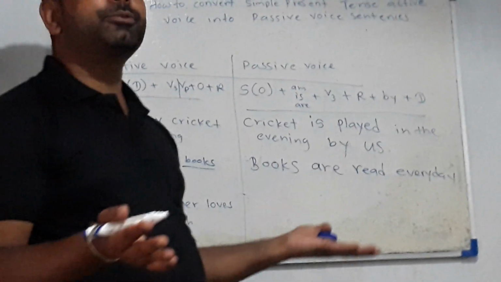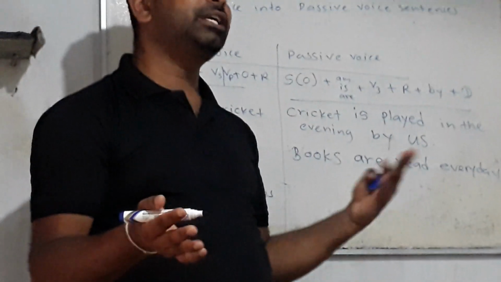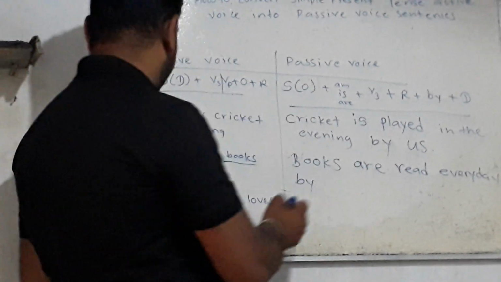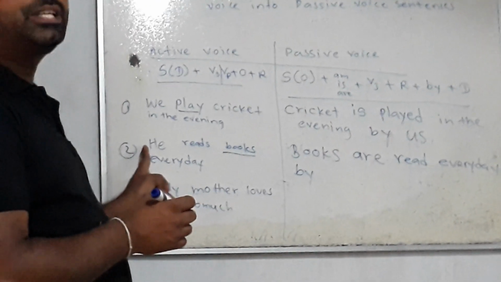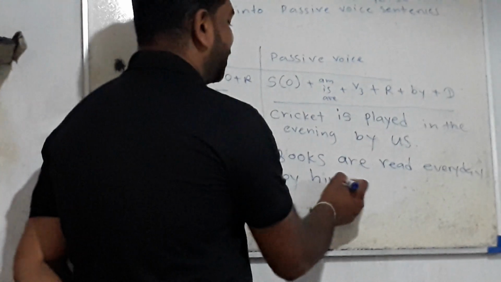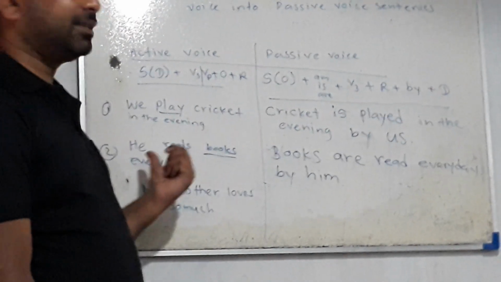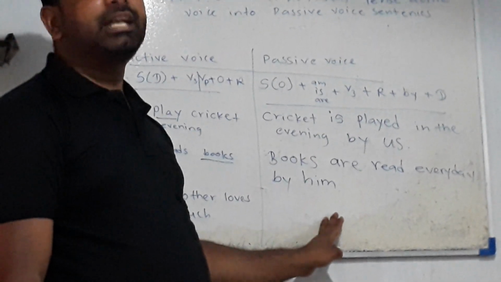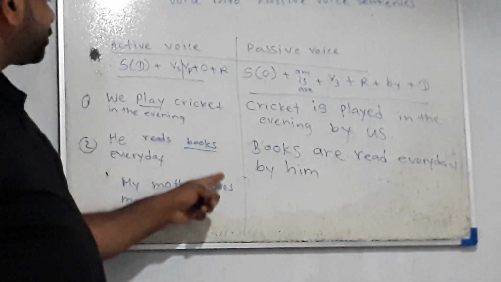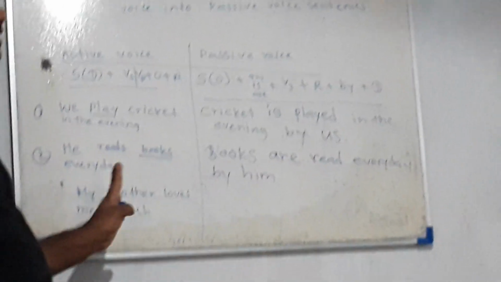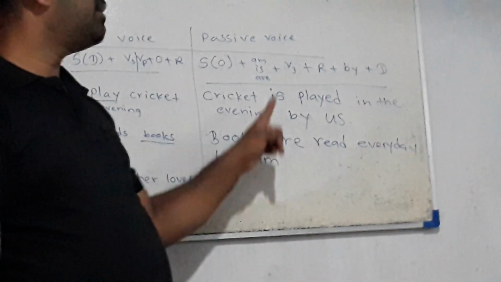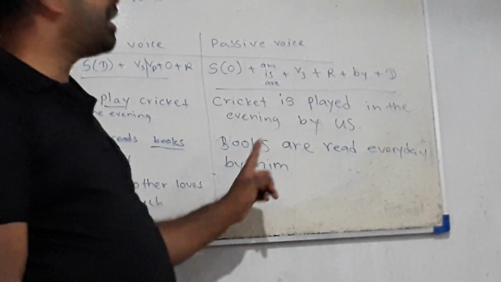And if you need to write or say the doer also, put by and write the objective form of he. What is the objective form of he? Him. We are not writing he at the end of the sentence. So the active voice sentence is he reads books every day. The passive voice sentence: books are read every day by him.